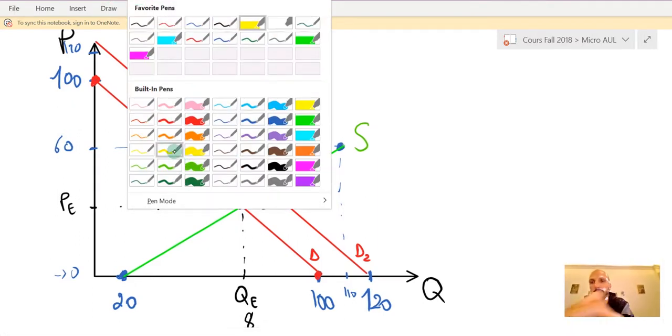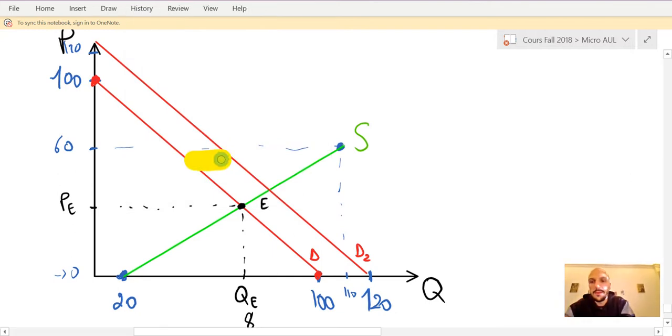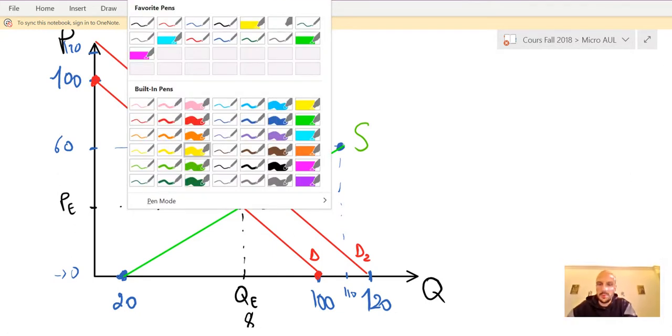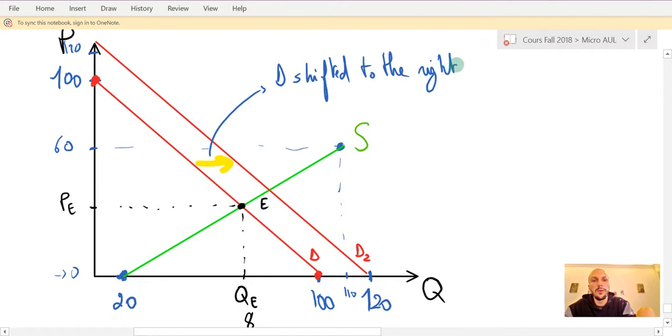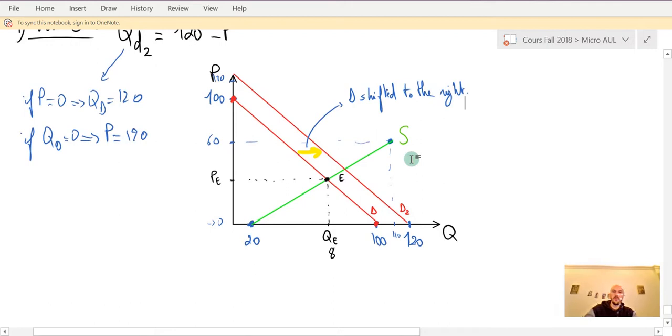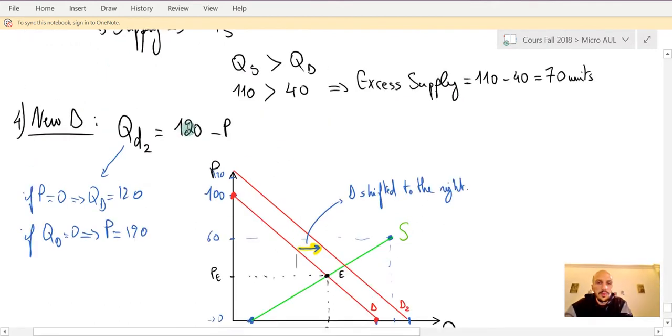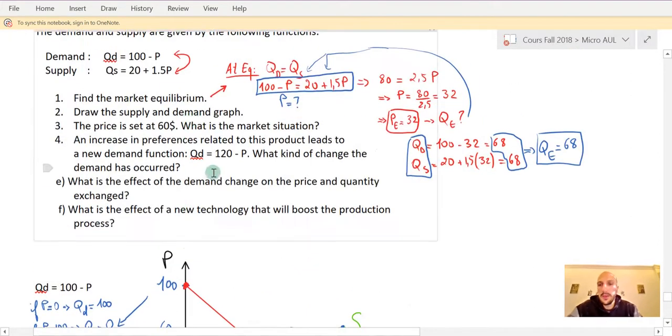So حنعملها بلون تاني شوي أخف. هذا أكتر. Getting this one. Here we have a shift in the demand to the right. So the demand has shifted to the right. Okay, so that's it. هذا الchange اللي صار. Demand has shifted here to the right.